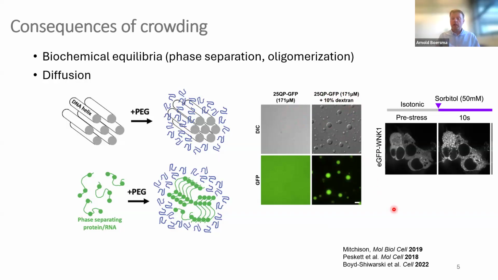Similarly, you see this often in cells. For example, Wnk1 has been claimed to be sensitive to macromolecular crowding in cells, where when you place the cells under hyperosmotic stress by sorbitol, for example, the cells dehydrate, the crowding inside increases, and this induces phase separation of these Wnk proteins. And next to these biochemical equilibria, also diffusion is affected.